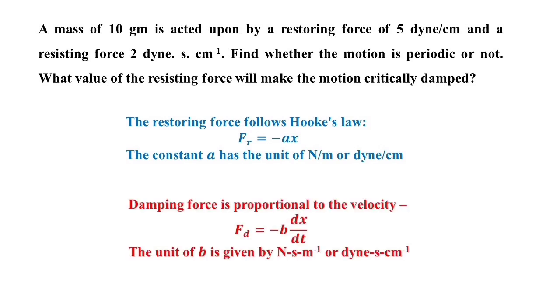In addition to this, we know the damping force is directly proportional to the velocity, which can be written as F damping is equal to minus B, a constant, into dx by dt, that is the velocity. We know that the unit of B from this expression is clear. It is the unit of force divided by the unit of velocity. That is, we can write the unit of B as Newton second meter inverse, or in CGS system, dyne second centimeter inverse. So by observing the values given in the problem, the values of restoring force and the resisting force, we have to write down the values of A and B.